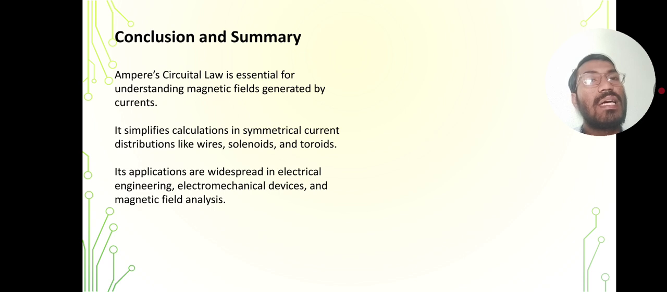Conclusion. Ampere's circuital law is essential for understanding the magnetic field generated by current. It simplifies the analysis of symmetric current distributions like wires, solenoids, and toroids. It has widespread applications in electrical engineering, electromechanical devices, and magnetic field analysis.